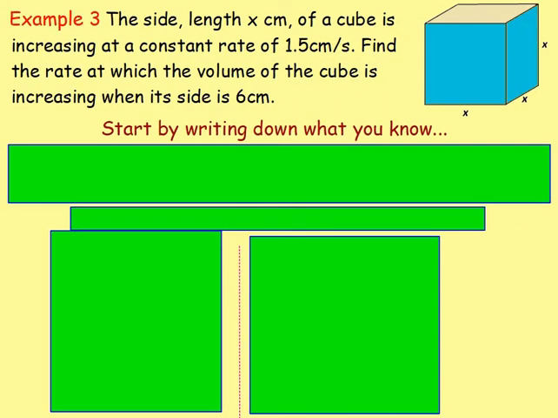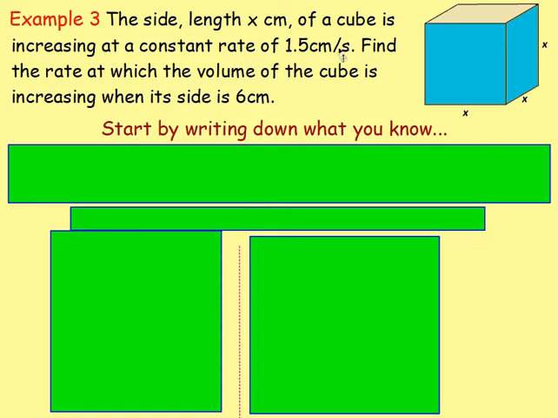Example 3, the side length x centimetres of a cube is increasing at a constant rate of 1.5 centimetres per second. Find the rate at which the volume of the cube is increasing when its side is 6 centimetres. Once again, for any of these problems, write down what you know. So go through the problem.